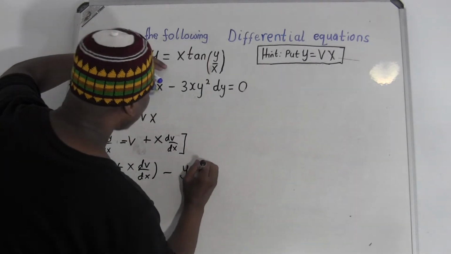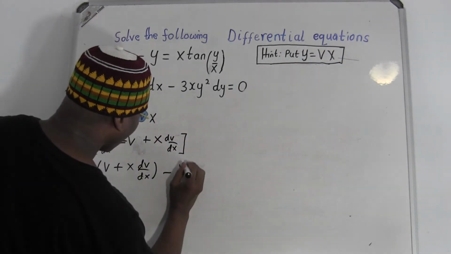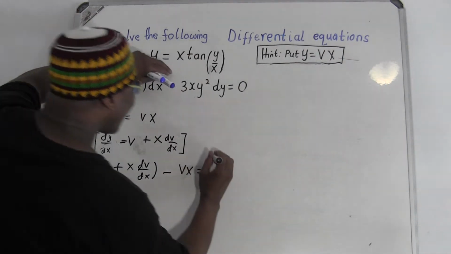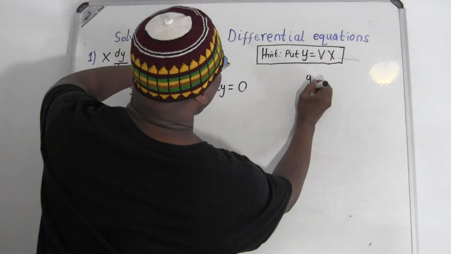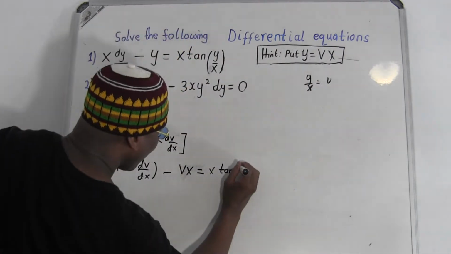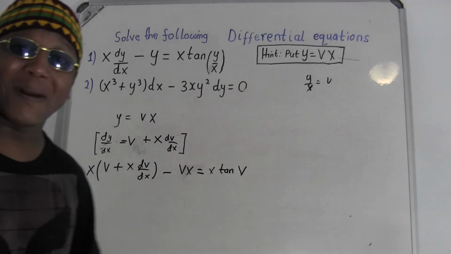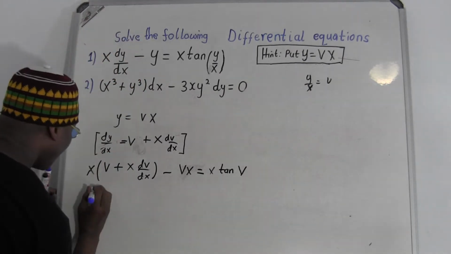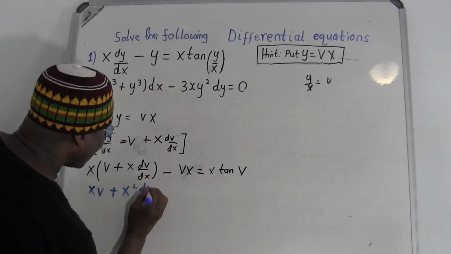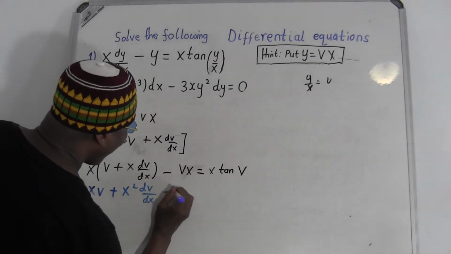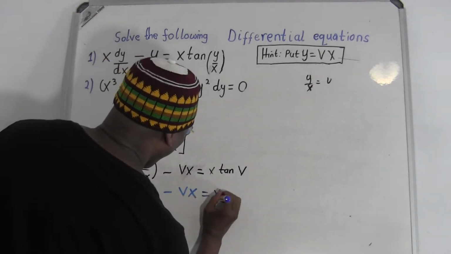Okay, now this side here, we know the value of y. y equal to vx, because they say we have to use that hint. x, turn y over x. What is y over x? y over x equal to v. So this is going to be v here. And the next step, we can simply multiply that out. So this is going to become xv plus x times x squared, and then dv over dx, minus vx, and then equal to x tan v.